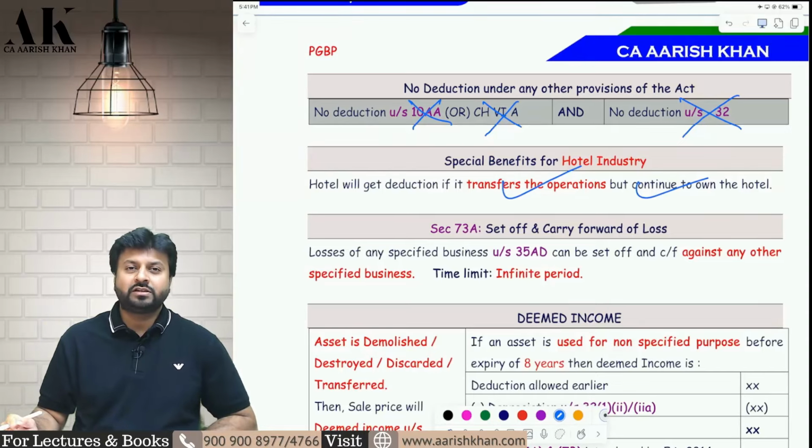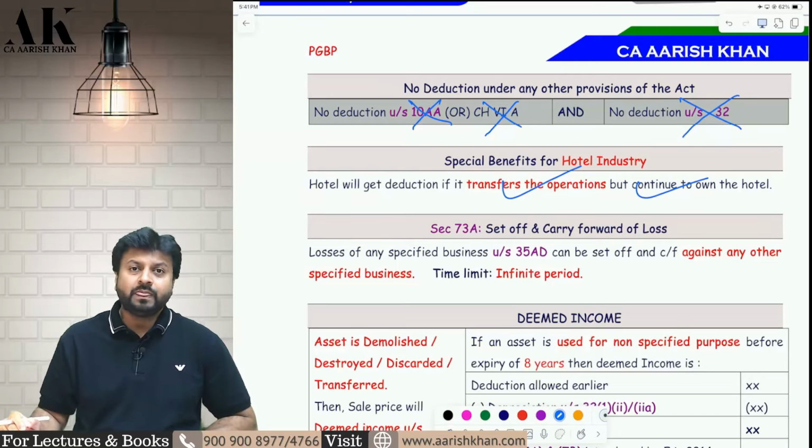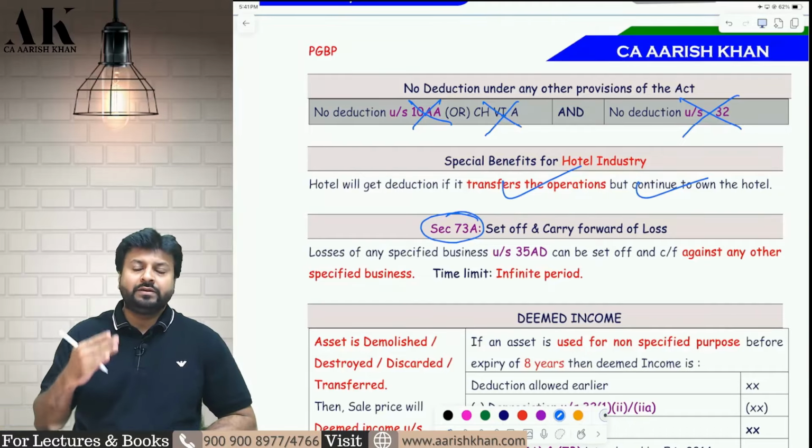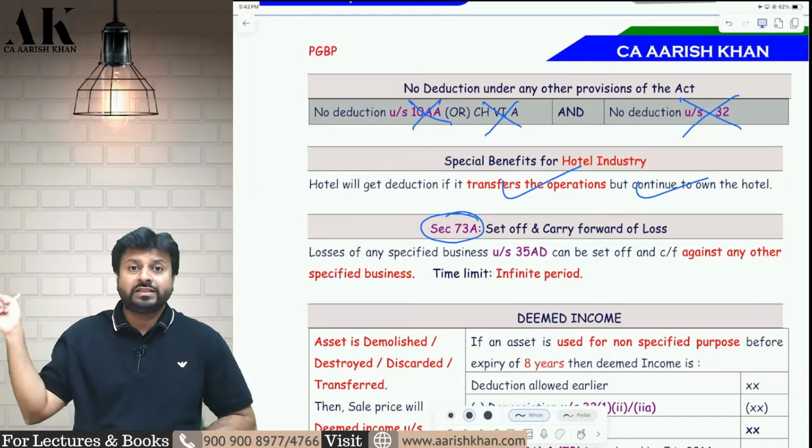Next, sir, if there is a loss under 35AD business, obviously if you take 100% deduction of capital expenditure of plant, machinery, furniture, building, there are bound to be losses in your business. So if there are losses, sir, how will I claim the loss? Will it be allowed like UAD? No. It will not be allowed like UAD, but there is a separate section 73A which says that losses of 35AD business can be set off against any other 35AD business for infinite number of years. So all 35AD businesses you can set off against each other, but you cannot set off against other businesses.